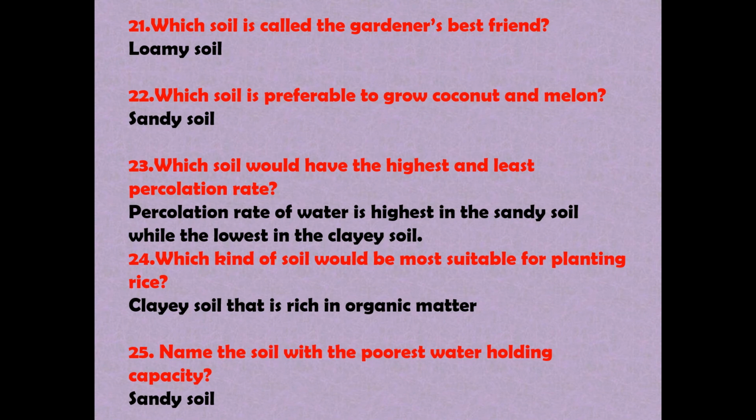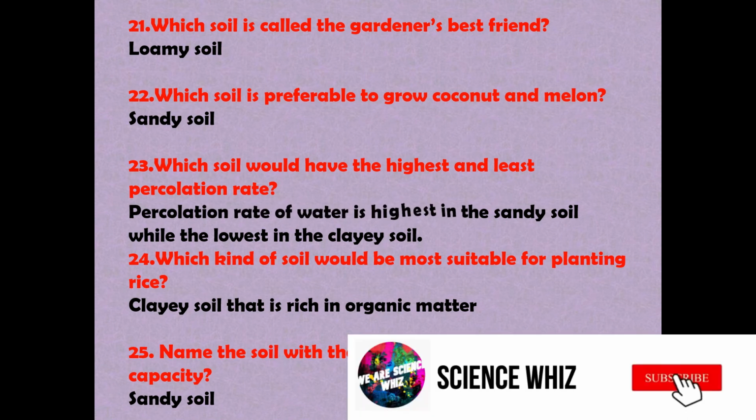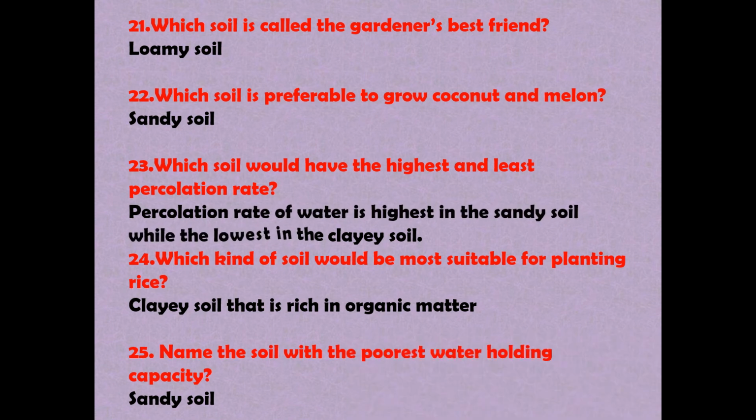Here is a question. Which soil is called the gardener's best friend? It's loamy soil. Which soil is preferable to grow coconut and melon? Sandy soil. Which soil would have the highest and least percolation rate? Percolation rate of water is highest in sandy soil, while the lowest in clay soil. Which kind of soil would be more suitable for planting rice? It's clayey soil, which is rich in organic matter. Name the soil with the poorest water holding capacity. That is sandy soil.